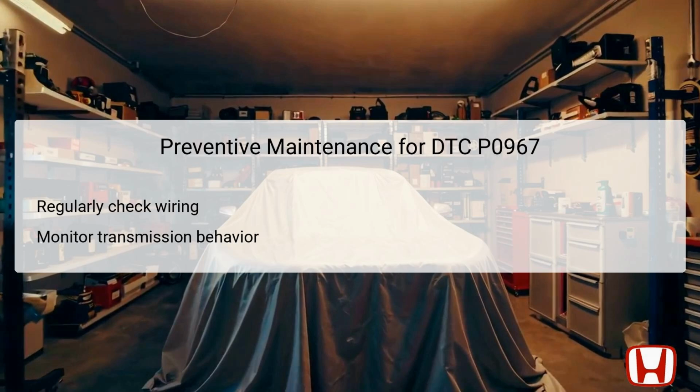Wiring can experience wear and tear over time due to heat and vibration, making it critical to address potential issues before they lead to significant malfunctions. Additionally, monitoring the overall behavior of the transmission during operation can provide early warning signs of trouble. Noticing any irregularities, such as slipping gears or inconsistent performance, can help in identifying faults before they trigger a DTC. These preventive measures will contribute to the longevity and efficiency of the CVT system in Honda Civics.